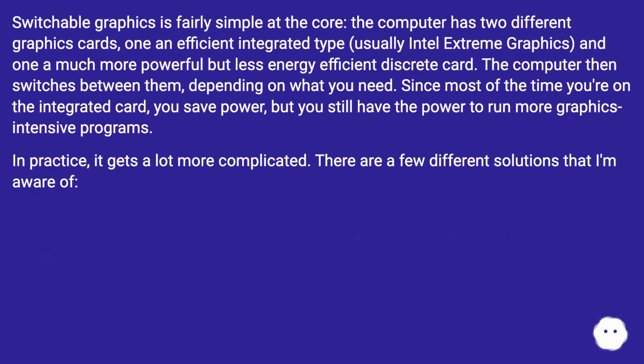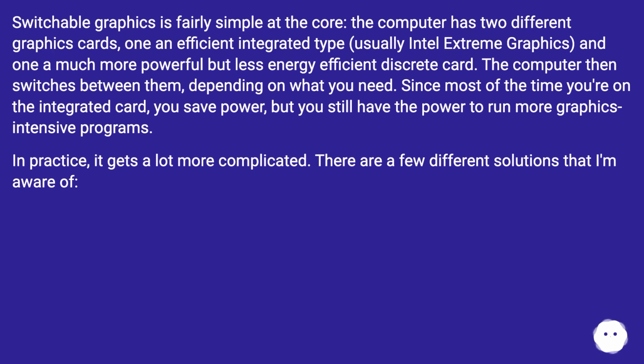Switchable graphics is fairly simple at the core. The computer has two different graphics cards, one an efficient integrated type, usually Intel Extreme graphics, and one a much more powerful but less energy-efficient discrete card. The computer then switches between them depending on what you need. Since most of the time you're on the integrated card, you save power, but you still have the power to run more graphics-intensive programs. In practice, it gets a lot more complicated.